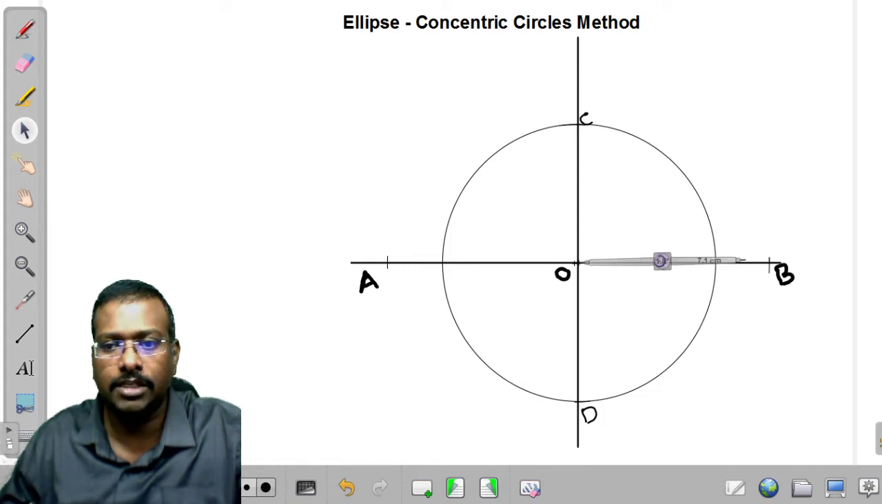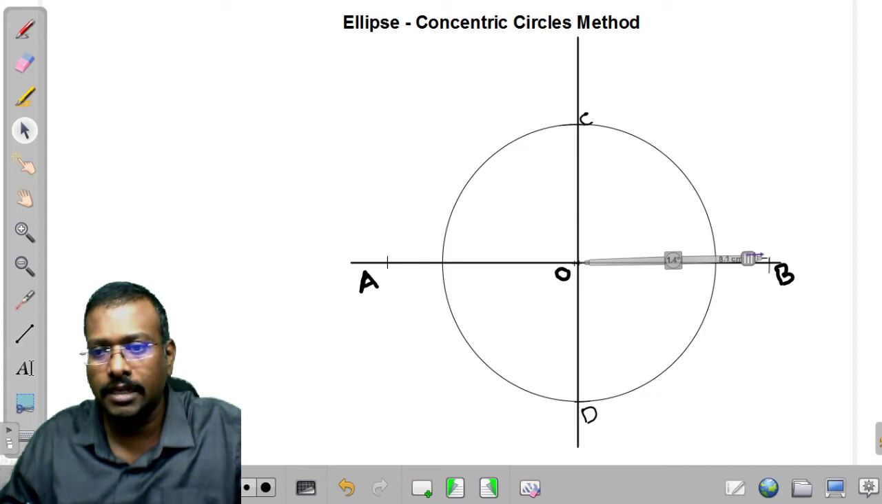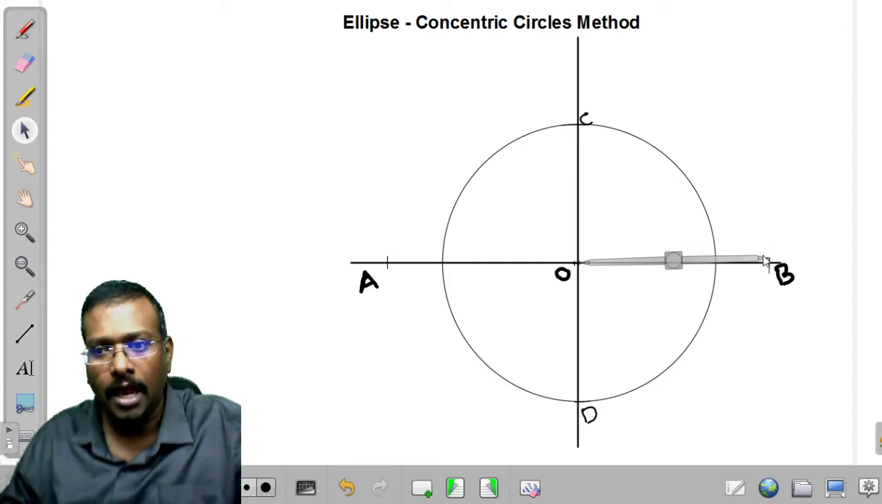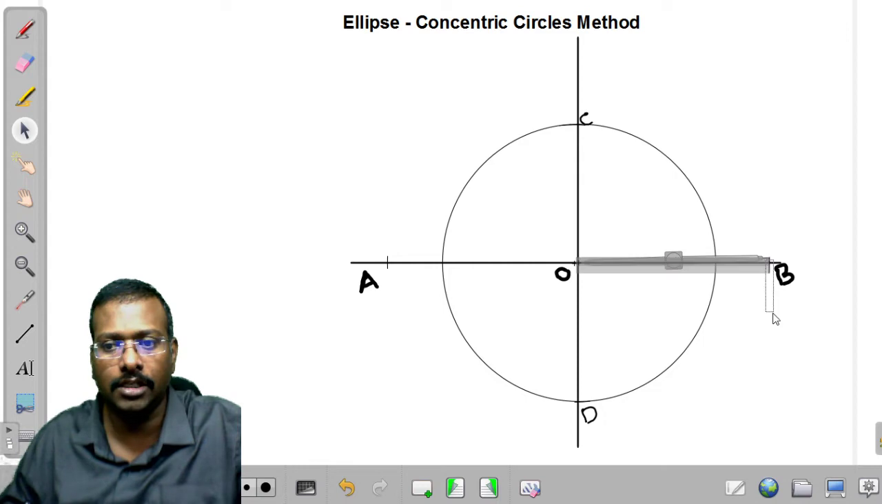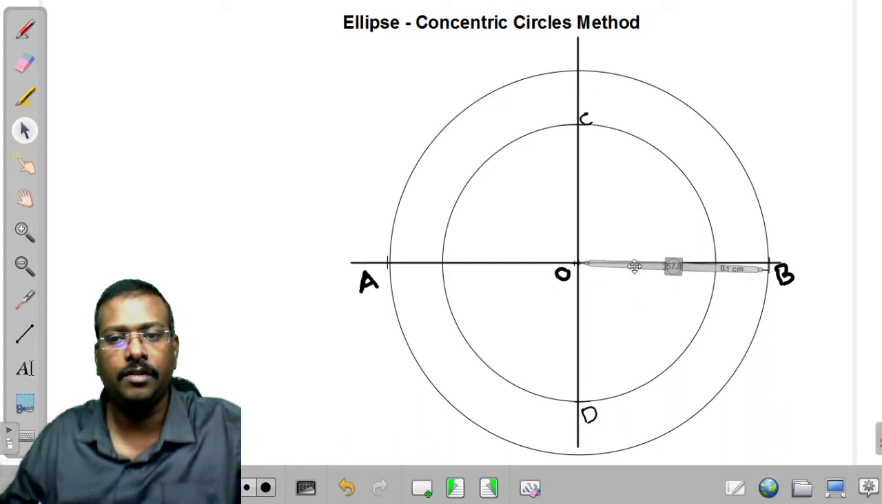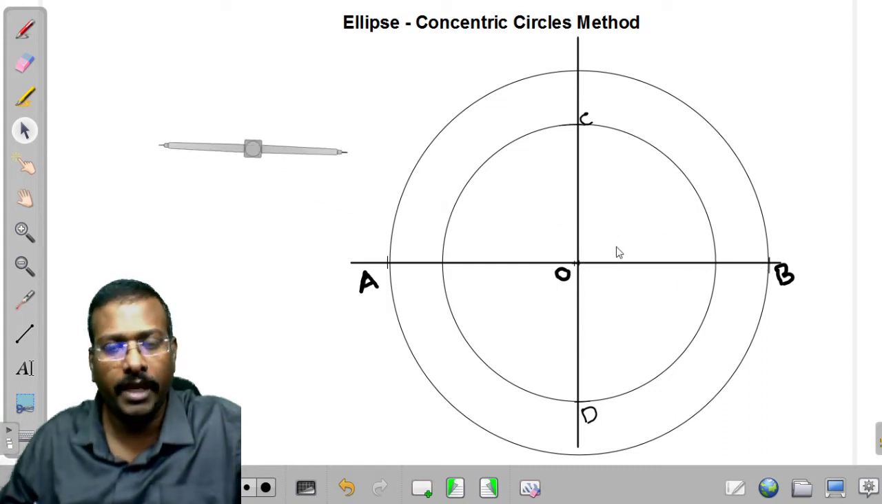Now next one is construct the major circle. What is major circle? Take half of the major axis as radius, that is OA or OB as radius, O as center. Construct the circle. This is the major circle.